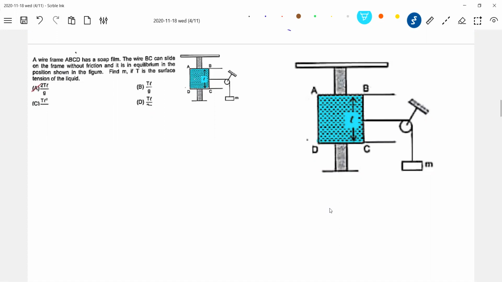Now it's in equilibrium. So what are the forces? Mg, and tension. What about the force here? Here is a soap film. This is the soap film.